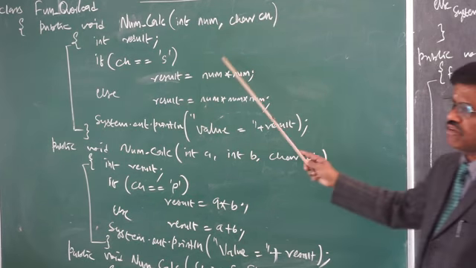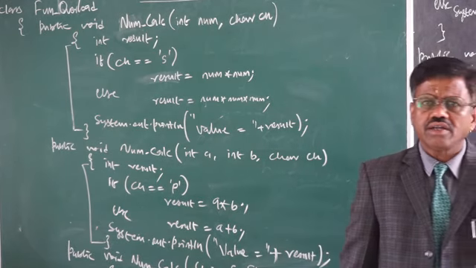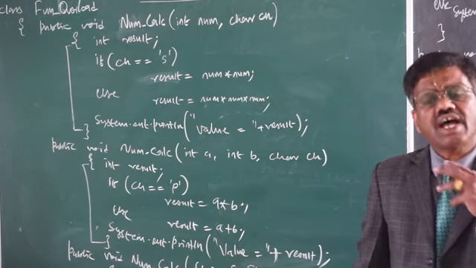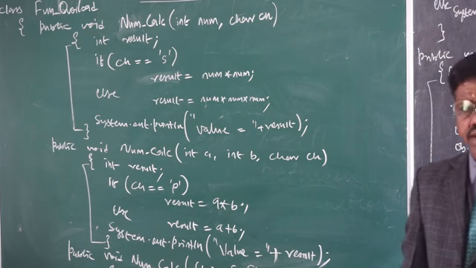What does the first function do? The first function calculates the square if the given character happens to be S. If it is other than S, it finds the cube and displays. This is what the first function narrates.